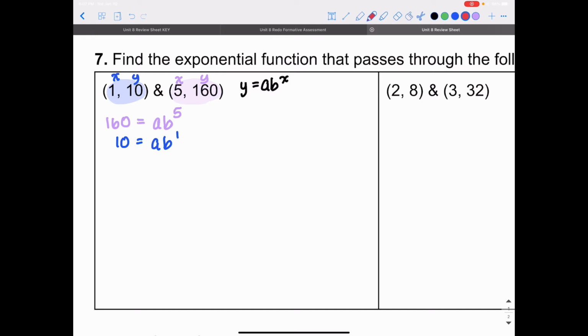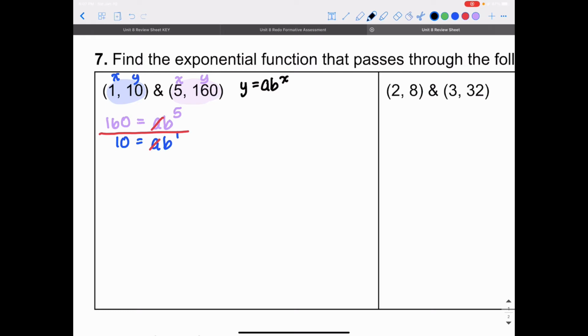What I'm going to do with these two equations, I'm going to divide the top one by the bottom one so I can cancel out the a's and I'm left with just one variable. I can solve a one variable equation. I can't solve a two variable equation. So I have to get rid of one of my variables. And in this case, because we have exponential functions and multiplication happening, dividing is what we're going to do to get rid of one of them.